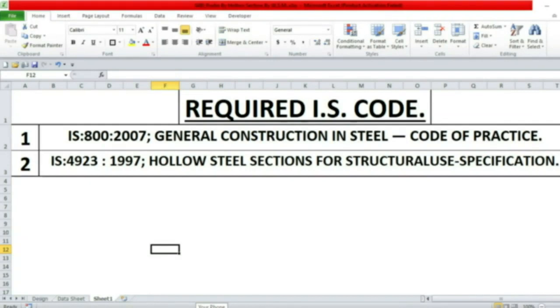Required IS codes: I have taken all the references from these two codes, IS 800:2007 General Construction in Steel Code of Practice, and IS 4923:1997 Hollow Steel Sections for Structural Use Specification.